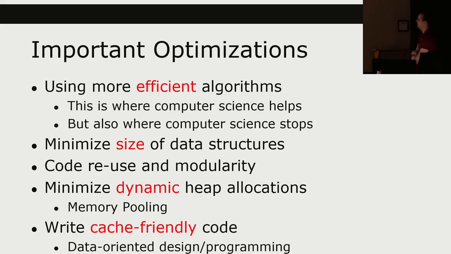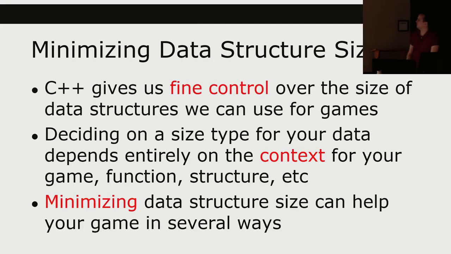And also, there's the idea of writing cache-friendly code. If you're looking up memory in RAM and it's not in the cache, this is a surprisingly slow operation. And so data-oriented design and programming can come into play when you're looking at the memory layout for things in your program. Okay, so the first one is minimizing the data structure size. A good thing is that C++ gives us fine control over the data structures that we want to use for our games.